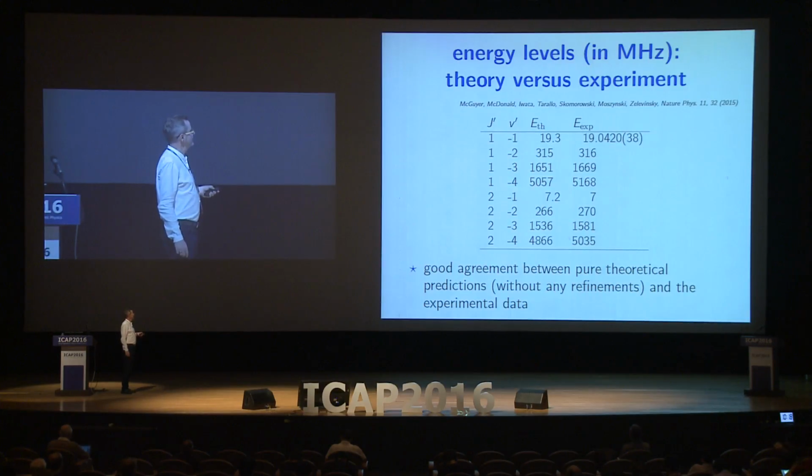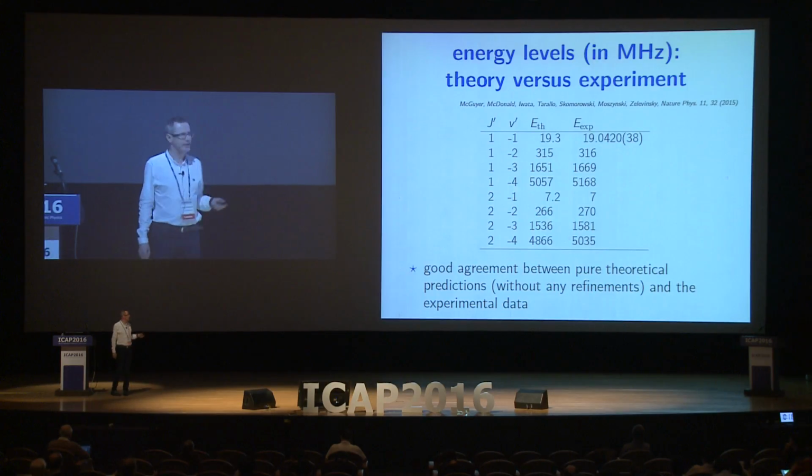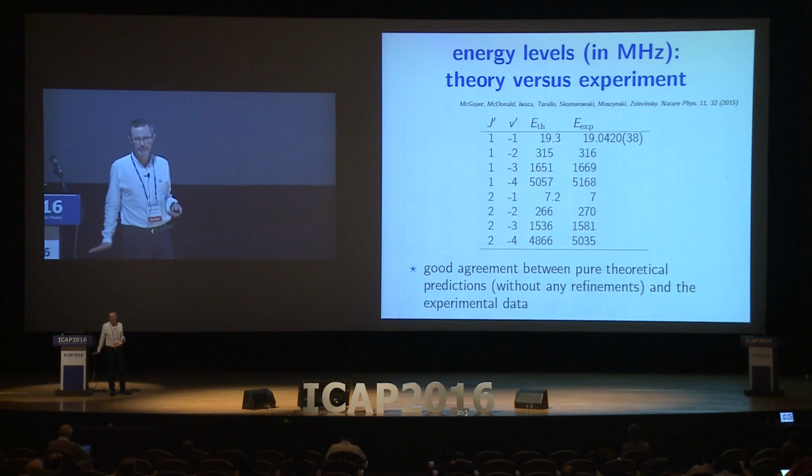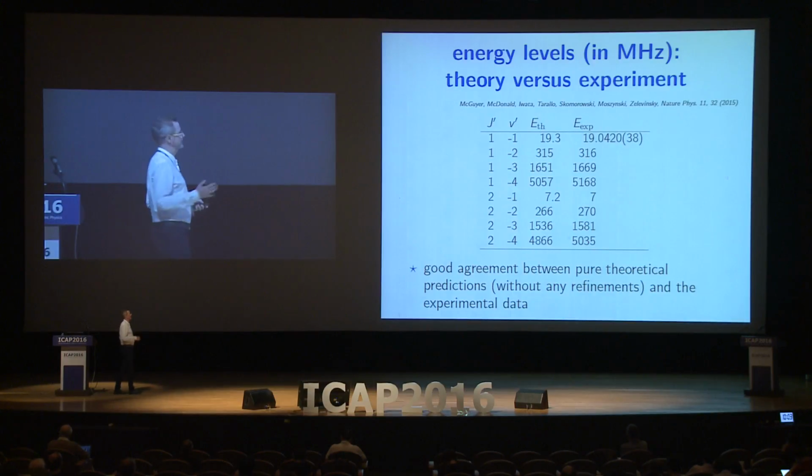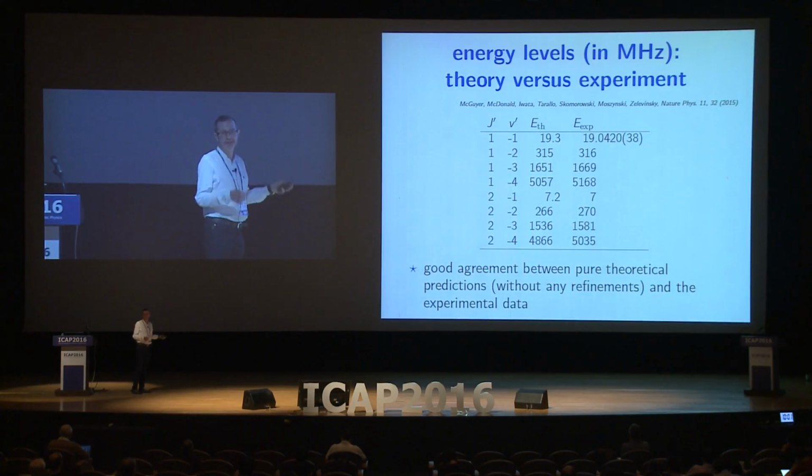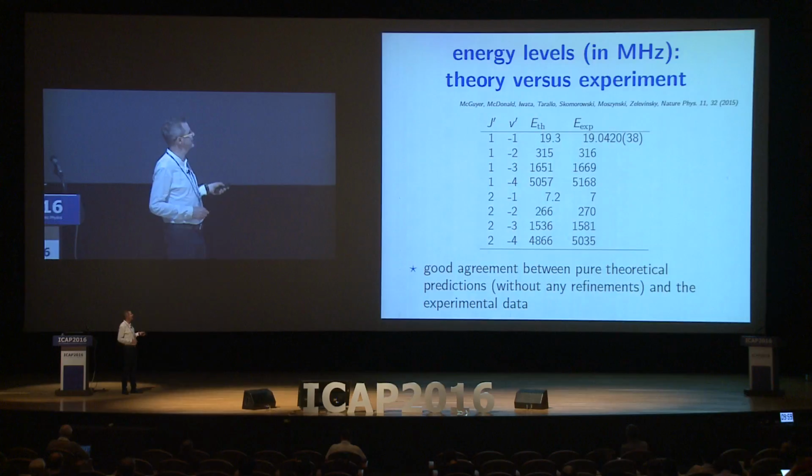So I think that the first was 316 that they observed, and we did the calculations. This is in megahertz, and we got 315. Bingo. So then, of course, experimentalists, they ask, okay, tell us where are other levels. So then I think we started to look at other levels, and each time you see that the agreement between theory and experiment is excellent.